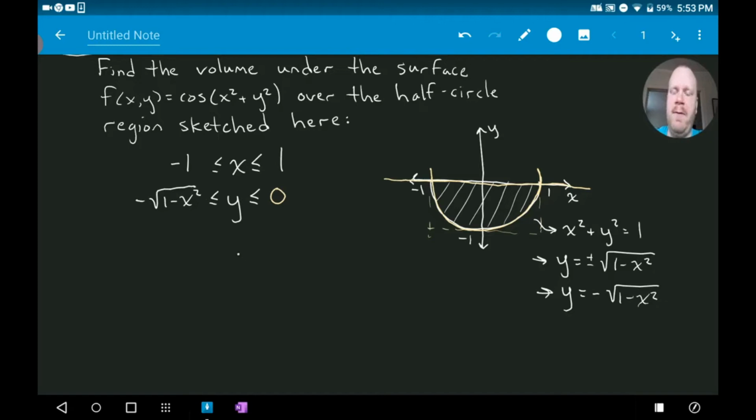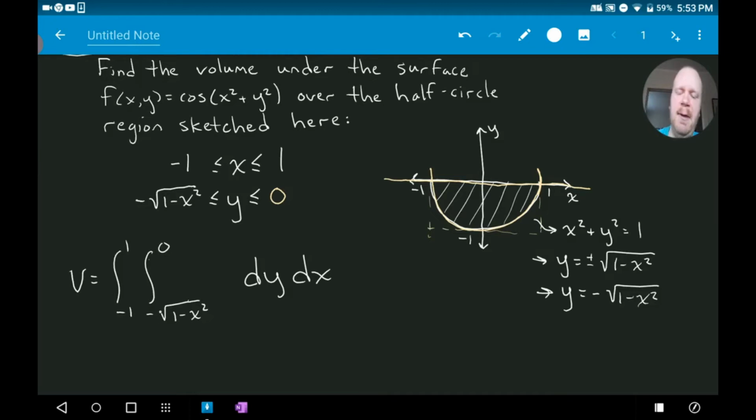Okay, so if I wanted to set up this double integral, it would look something like this. I'm trying to find the volume under this surface. We put this in terms of y, so let's put dy first, and then dx will be the exterior. We can set up our bounds. y is in between this and this, and then our f(x, y) is equal to cosine(x² + y²).